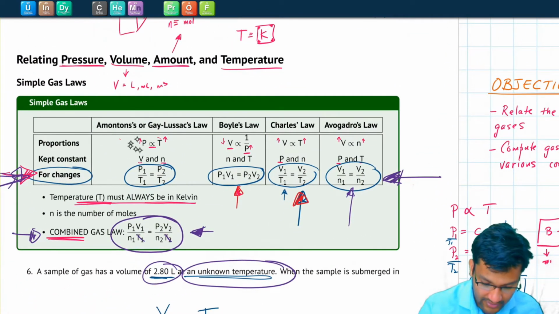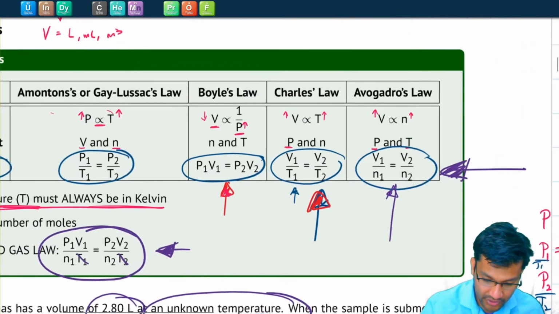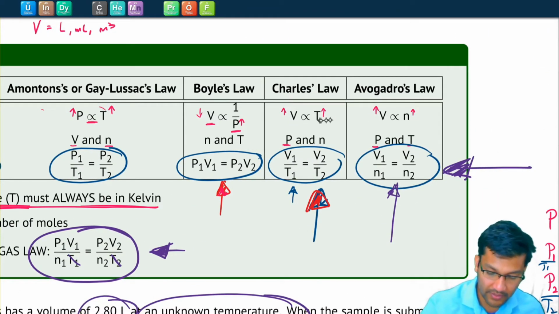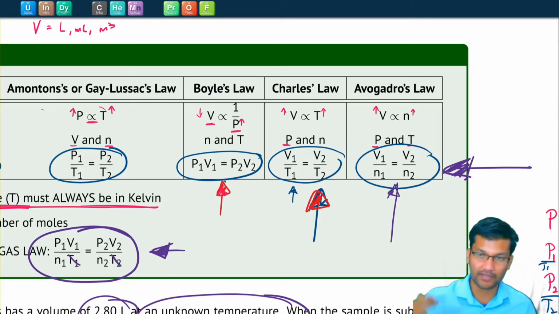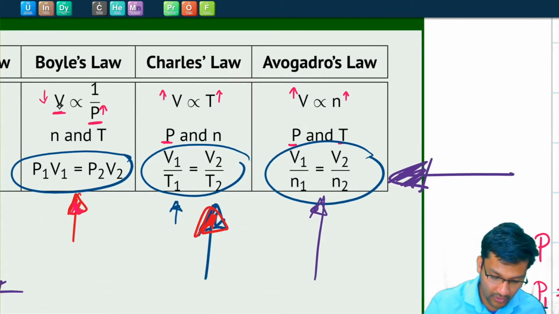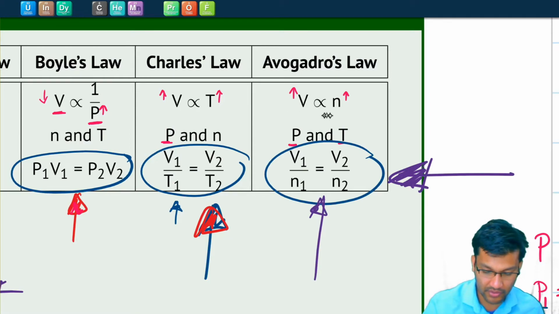So for Gay-Lussac's law, we have pressure and temperature. For Boyle's law, we have pressure and volume. Charles' law, we have volume and temperature. Avogadro's law, we have volume and number of moles. Now, let's ignore the first one for a second because this is pressure and temperature. And let's look at these three that all relate volume to either pressure, temperature, or number of moles. So volume is proportional to 1 over pressure, proportional to temperature, proportional to number of moles.